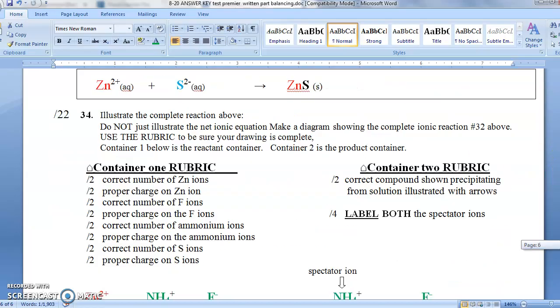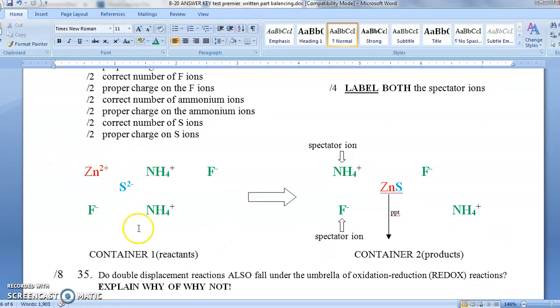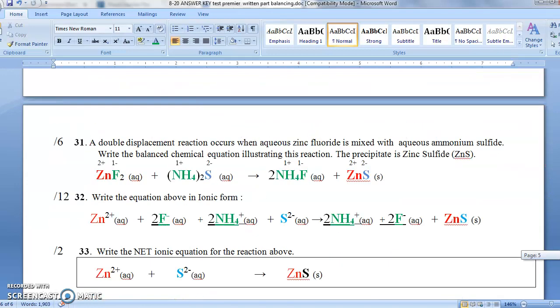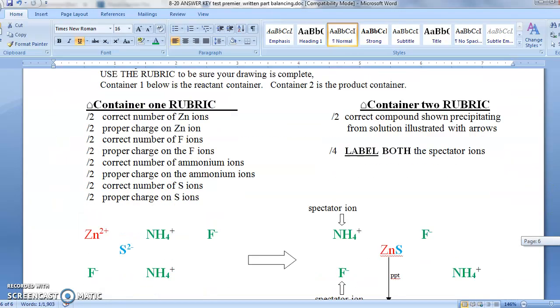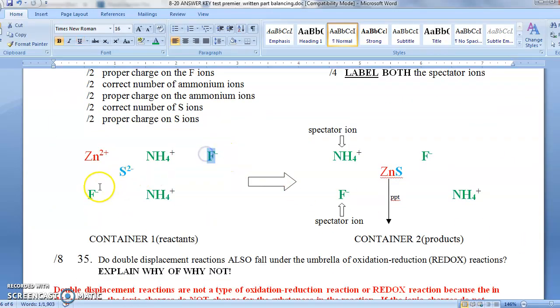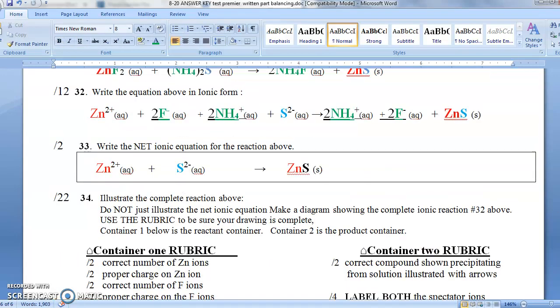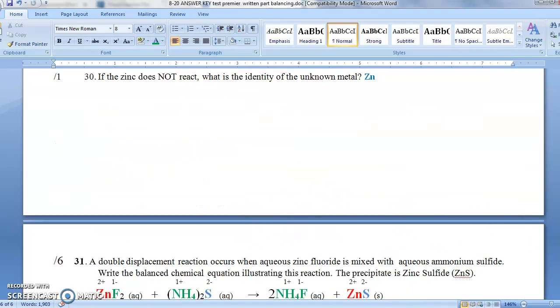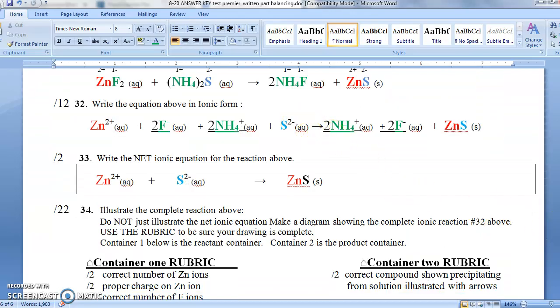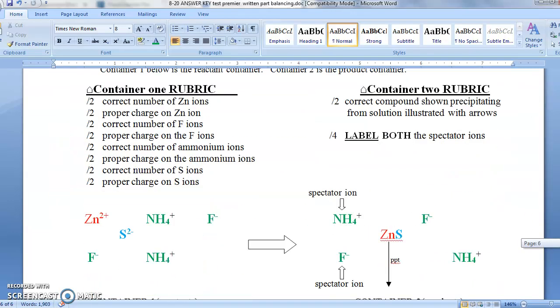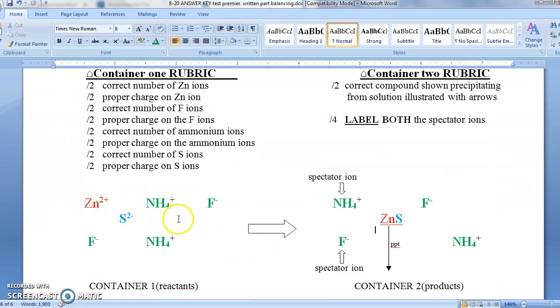So we need to draw a zinc 2 plus. This side is what is floating around before it reacts. We have a zinc 2 plus. What else do we have floating around in solution? We have 2 F minuses floating around in solution. So there's one of our F minuses, there's our other F minus. Also floating around in solution, we have an S2 minus. There it is, the S2 minus.